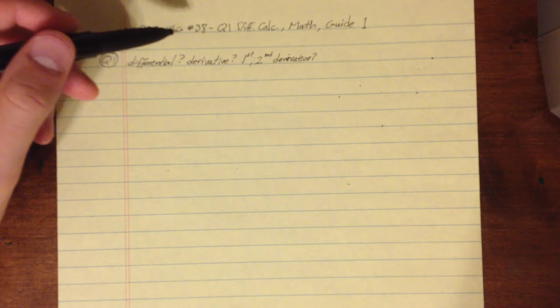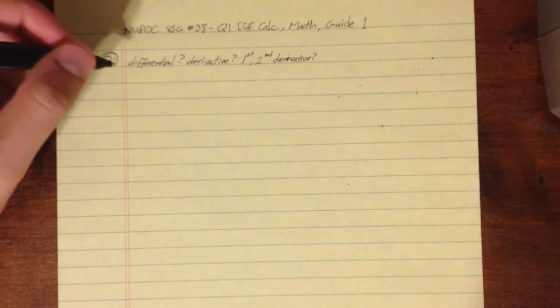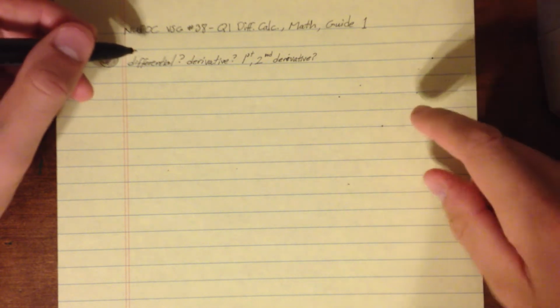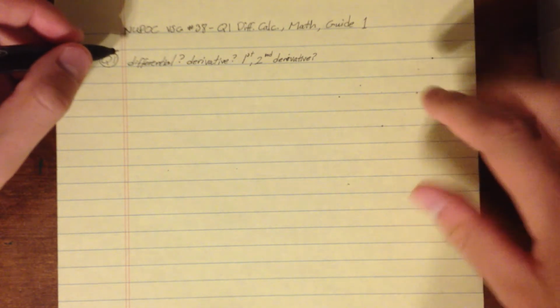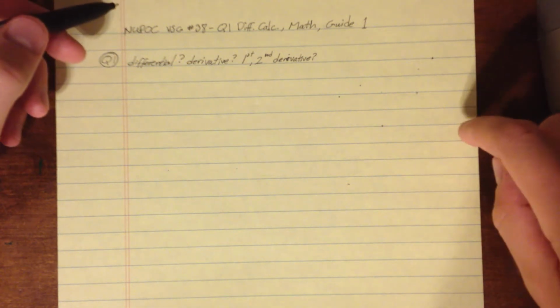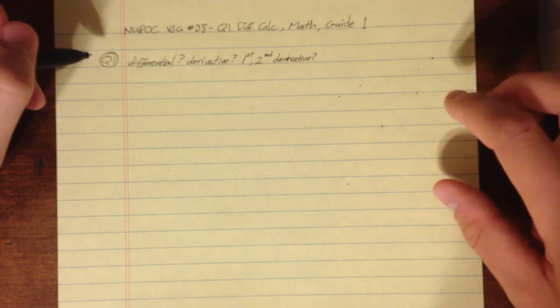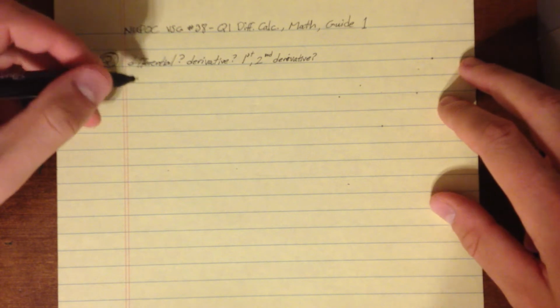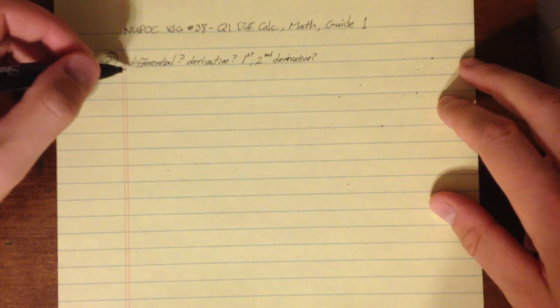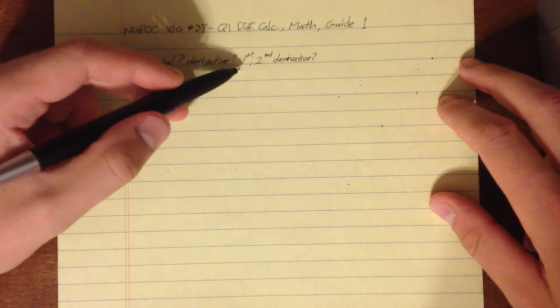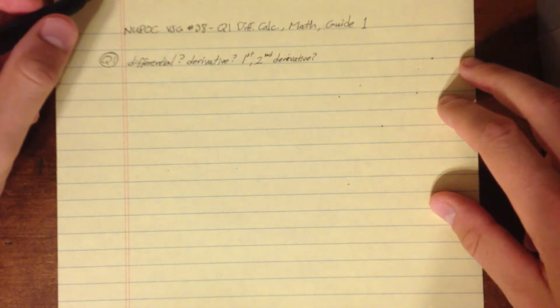Let's look at the first question in the calculus section of guide 1. The first set of, I believe, 15 or 16 or so questions in this section focus on differential calculus, and then the rest we'll get to will be integral calculus. So this first question just asks us for a brief description of the differential and the derivative, and then a little bit about the first and second derivative.